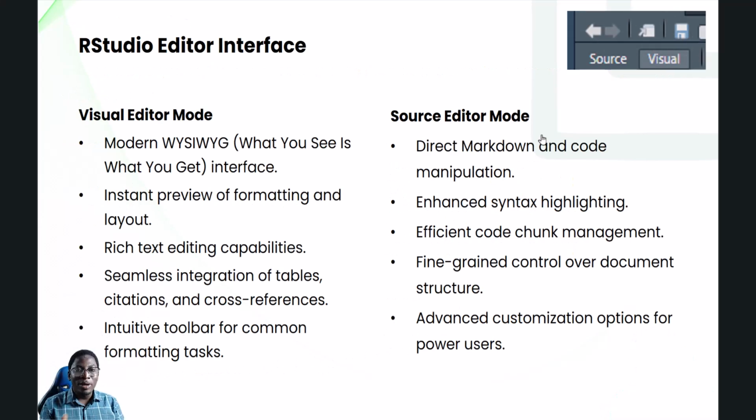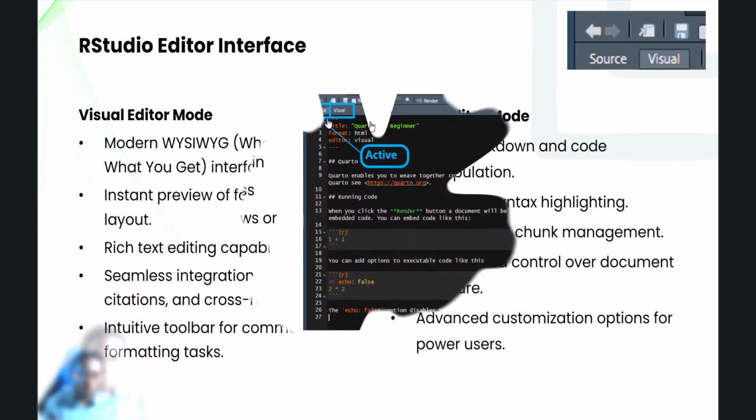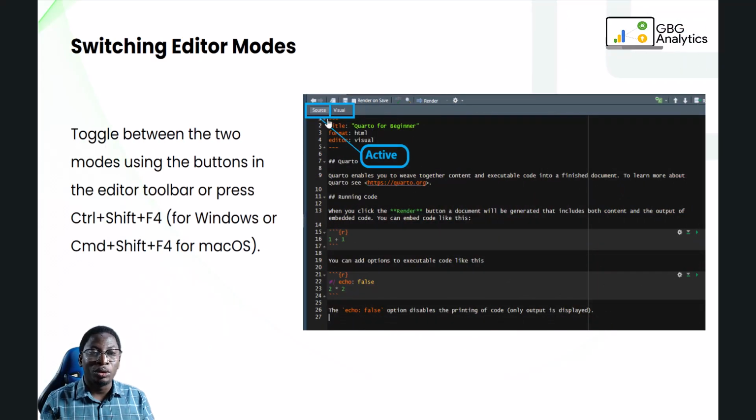When you are using RStudio as your IDE for Quarto, you have two options for your editor mode: the visual editor mode and the source editor mode. In the visual editor mode, you can work the way you do in MS Word by using click options. But in the source editor mode, you have to use raw Markdown for formatting your text. With the visual editor mode, you just use the option menu. I will show you how to use the two when we get to the lab session. You can easily toggle between the two editor modes by using this button in RStudio.